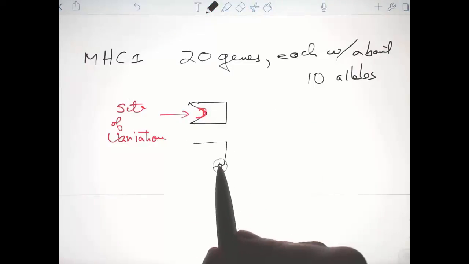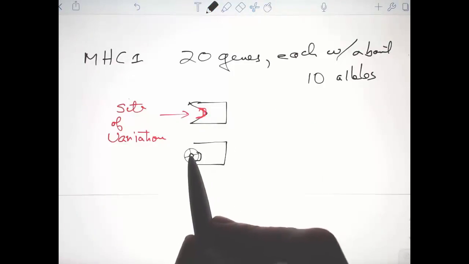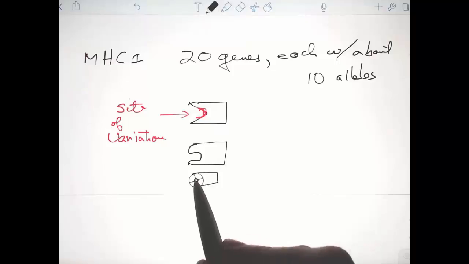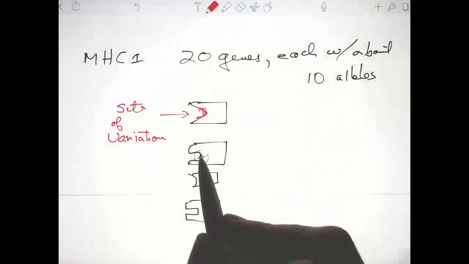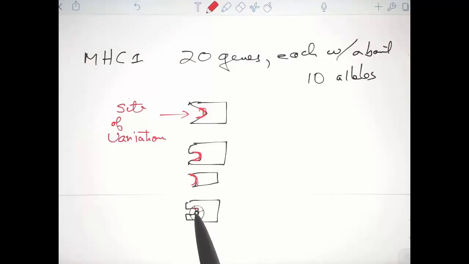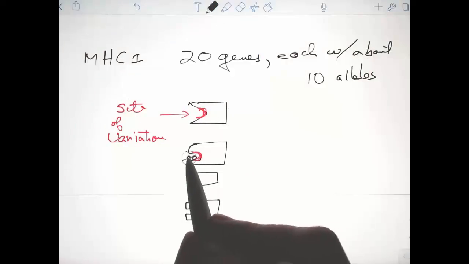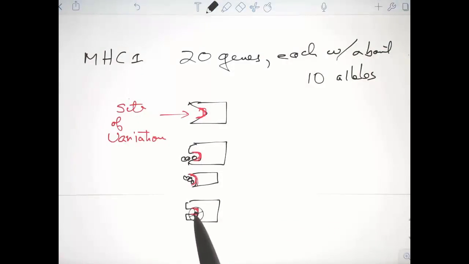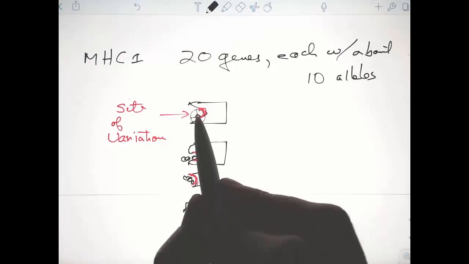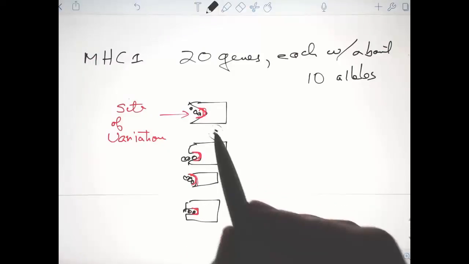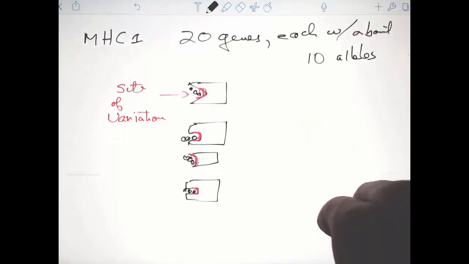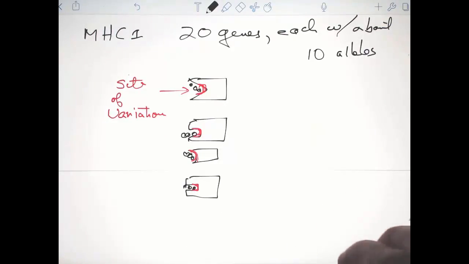So what that means is different MHC complex 1s have different shapes specifically in this binding region. Now all of them can bind peptides from inside. All of them have the capacity to hold small molecules from inside. But this particular region is different in all of them, and that matters for T cell activation.